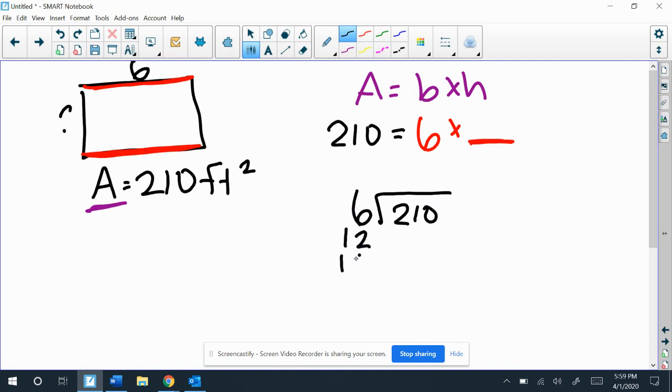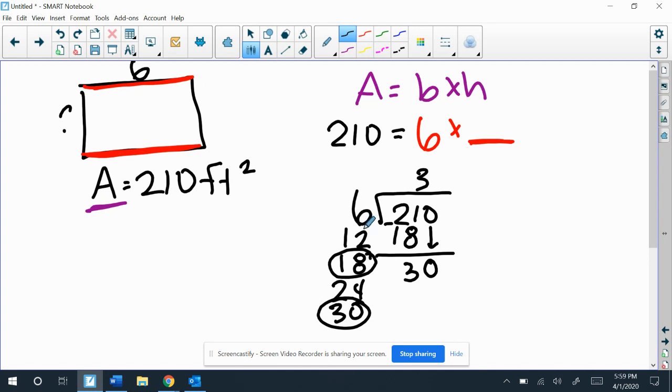6, 12, 18, 24. 24 is bigger than 21, so I'm going to circle 18. 1, 2, 3. 3 goes on top, 18 on the bottom. Well, 21 subtract 18 gives me 3. Bring down my 0. 24 and 30. Circle that 30. 1, 2, 3, 4, 5. I have 5 here and 30 down here. So my missing side is 35 feet.